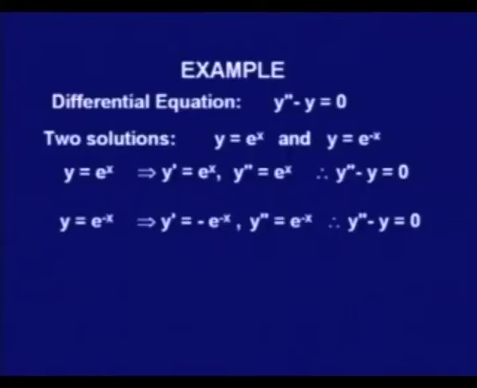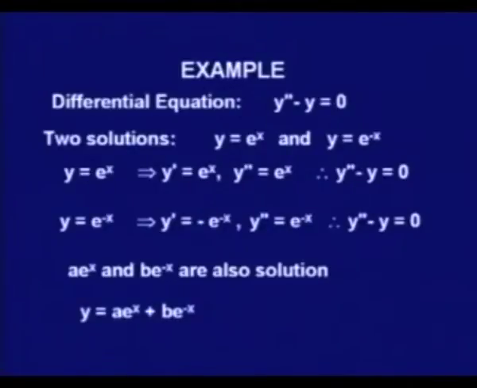Moreover, we can see that if I take a times e to the power x and b times e to the power minus x, they are also solutions of the same equation. You can check it here. Moreover, if I take a linear combination of these two solutions, that is a times e to the power x plus b times e to the power minus x, this will also be a solution of this equation. Let us try to see this function.